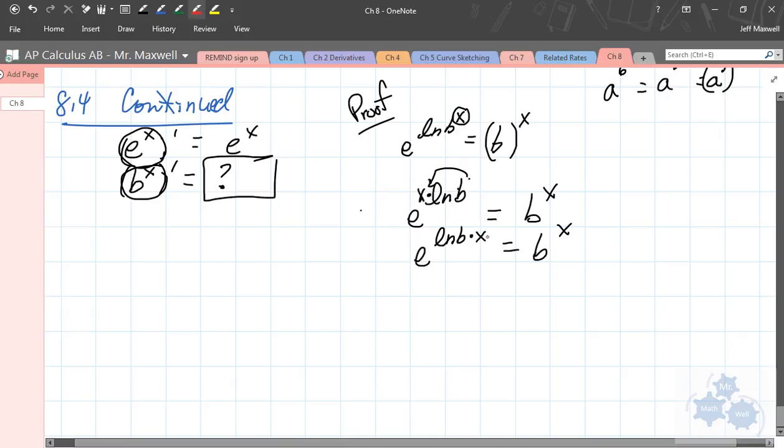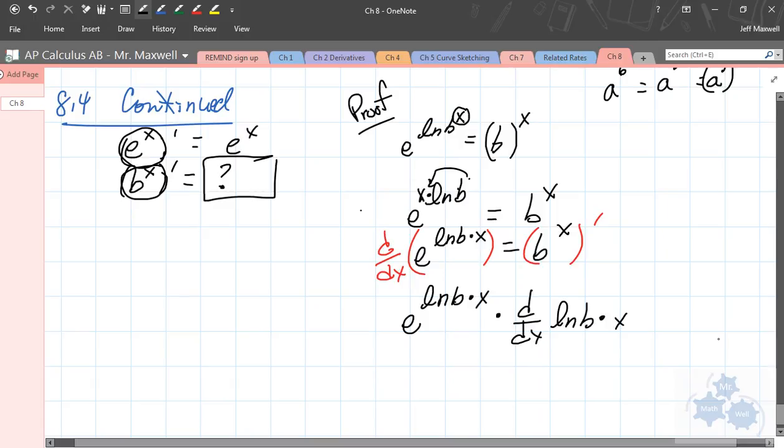Now if I'm really finding the derivative of b to the x, it's the same as taking the derivative of this right here. The derivative of this is e to some power, right? So we'll use the chain rule. The derivative of e to something is e to that same something times the derivative of the something, times d over dx of ln of b times x.